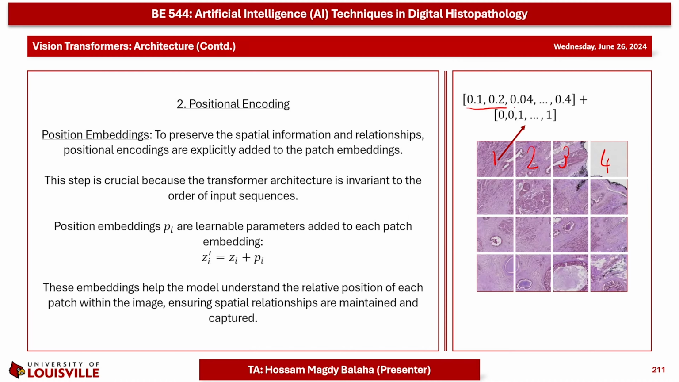So if you have a vector which is flattened and represents a patch, a position encoding is added to it to become a new vector zi bar.